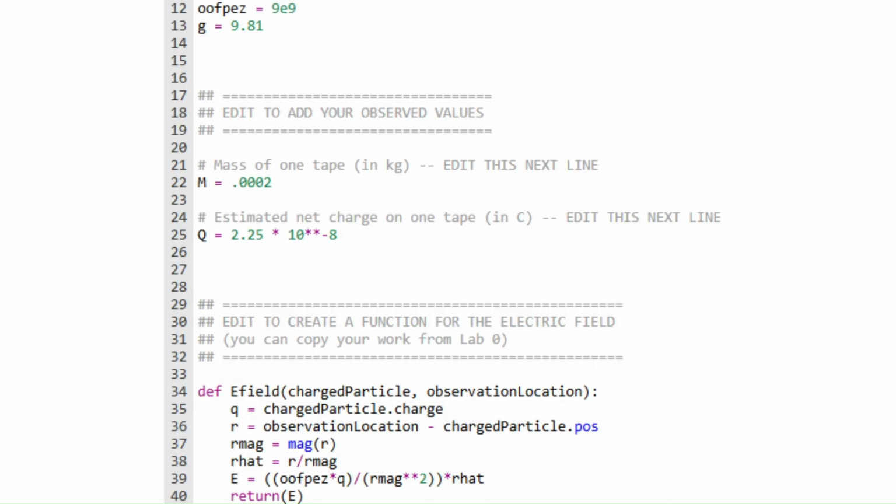Code. Here in our code, as you can see, we put the K constant, the G constant, and we put in the mass of the tape, and each tape had a mass of 0.0002 kilograms. Then here for Q, after we set up the rest of the code, we varied Q, the charge of each tape, until the electric force was equal to the magnitude of the force of gravity, because they act in opposite directions. And here at the bottom, we have our function for defining electric field.